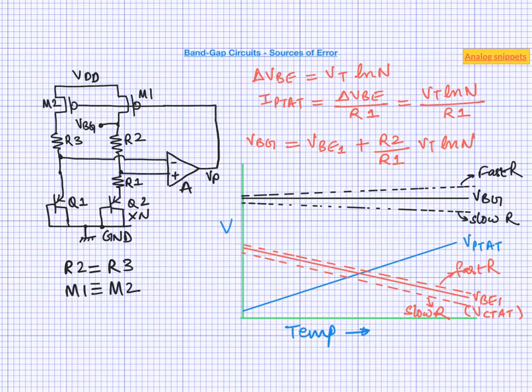Okay, now let's consider the process variation in BJT. BJT can also have fast or slow corners. For a given current, a fast BJT will develop smaller VBE across it as compared to the typical BJT, and a slower BJT will have larger voltage.